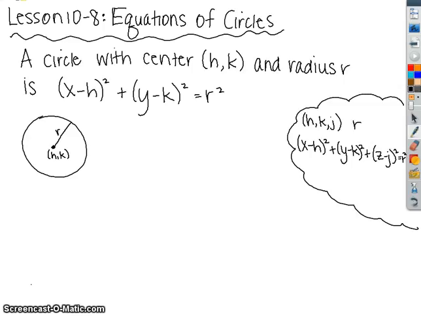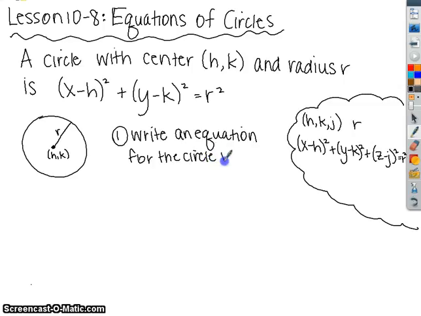Alrighty? So your first example, I'll just do right here. We want to write an equation for the circle with center (3, negative 3) and diameter 12.